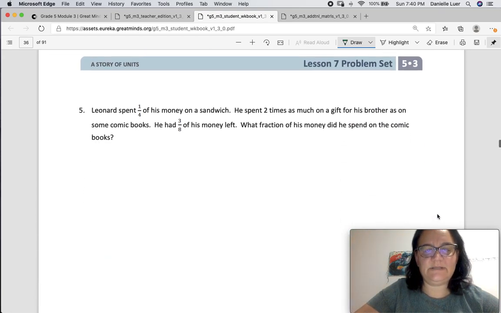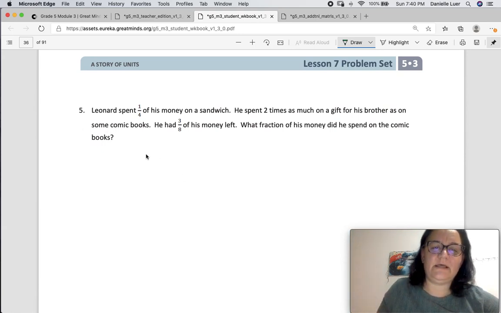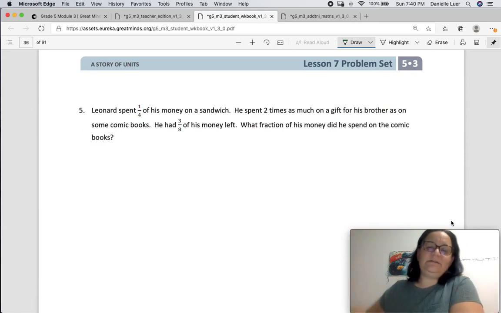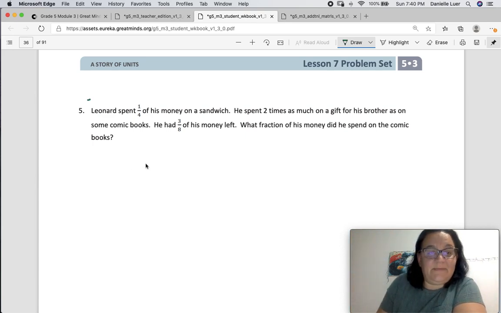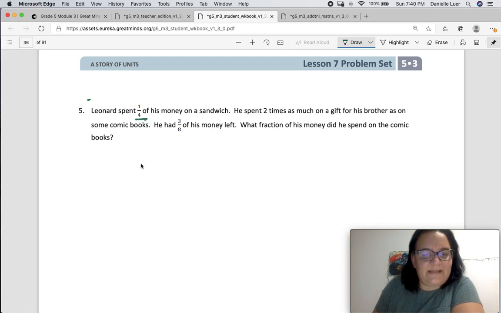Next one, last question. Leonard spent 1/4 of his money on a sandwich. He spent 2 times as much on a gift for his brother as on some comic books. He had 3/8 of his money left. What fraction of his money did he spend on the comic books? So Leonard spent 1/4 of his money on a sandwich. He spent 2 times as much as that, so that's 1/4 times 2, on a gift for his brother.